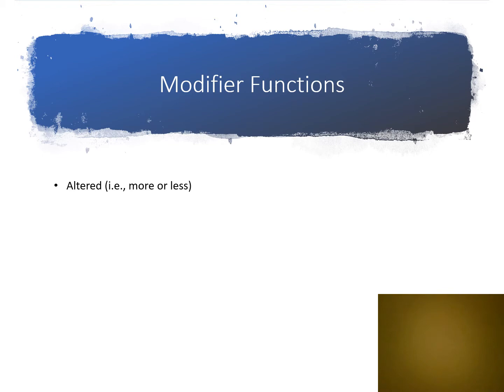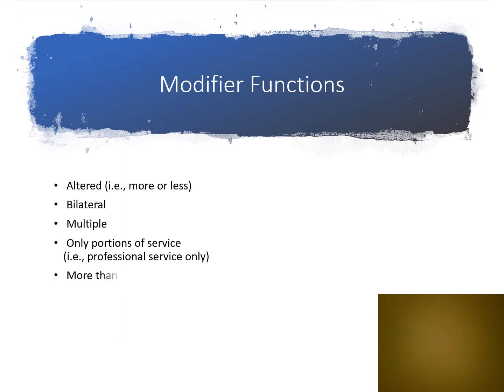Modifier functions are, for example: a procedure was altered, more or less was done. The procedure was, instead of on one side of the body, on both sides, called bilateral, or multiple procedures were done, or only a portion of a service was done, or more than one surgeon assisted in a surgery. Also, there's a modifier for unusual.